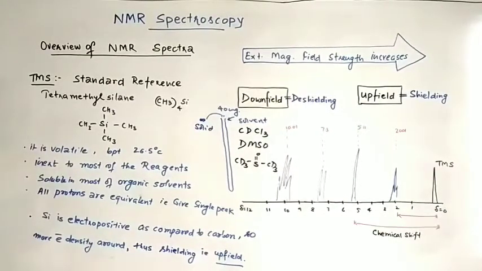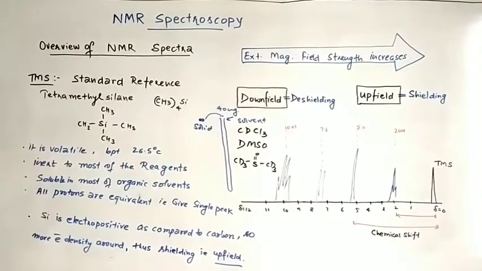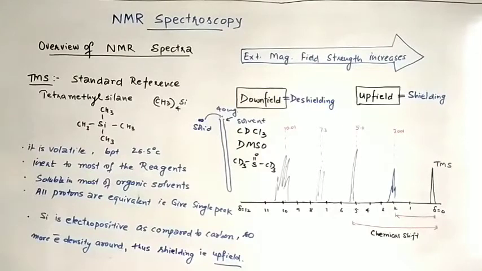Okay, so these are the solvents used during NMR spectroscopy, CDCl3 or DMSO. DMSO is more expensive than CDCl3. Almost 90% of the organic compounds which we are going to prepare in a lab, which are novel organic compounds, are soluble in CDCl3. If not, then we use DMSO.